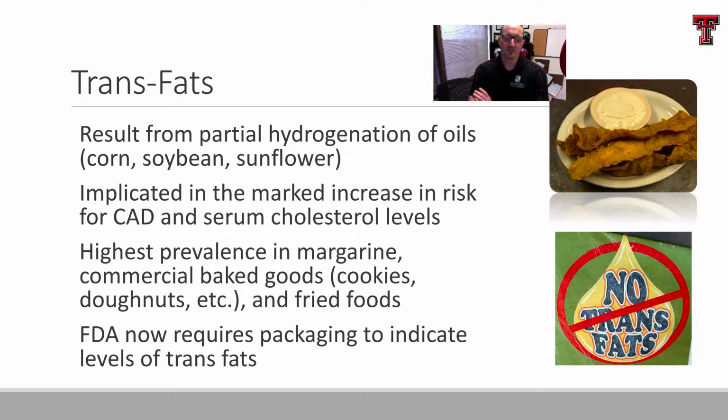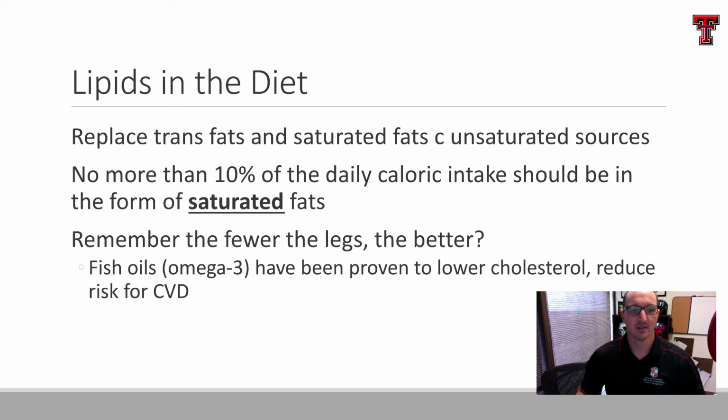So trans fats result from partially hydrogenated oils, corn, soybean, and sunflower most commonly. And the risk with them is they significantly increase the risk for coronary artery disease as well as our cholesterol levels. So we'll see this in margarine, a lot of our commercial baked goods, and that is now required to be listed whether or not there are trans fats in a given food item.